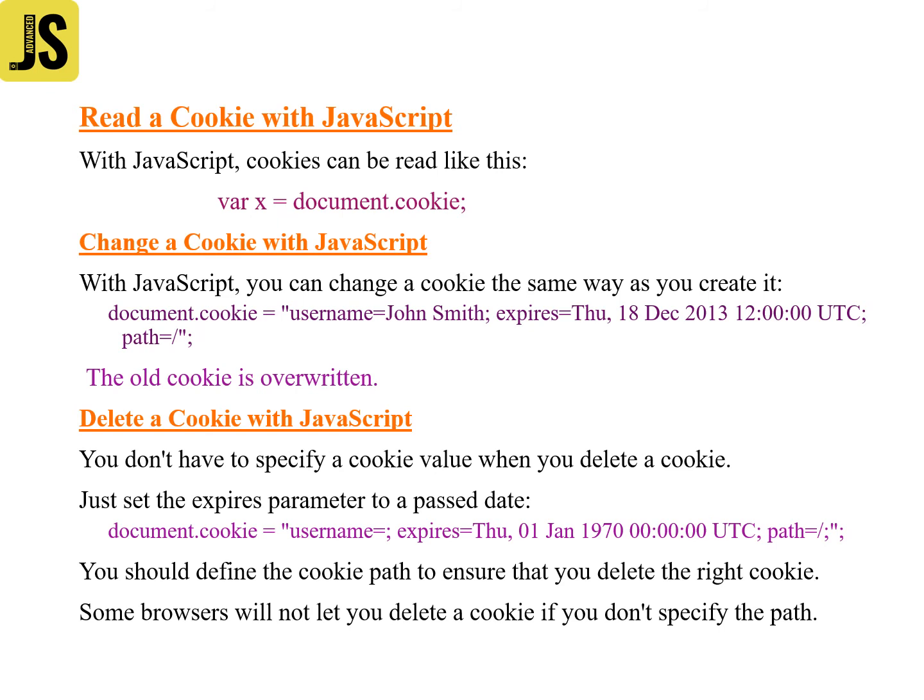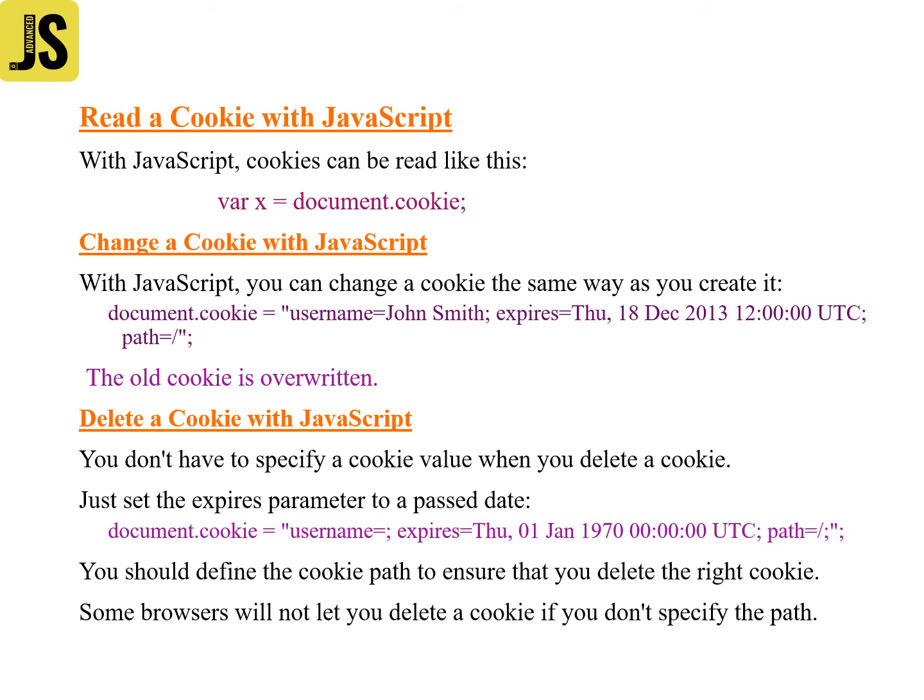Here is an example: document.cookie is equal to username is equal to semicolon, expires is equal to Thursday 1 January 1970 UTC, path is equal to slash. So this means that this particular cookie will be deleted from the browser.